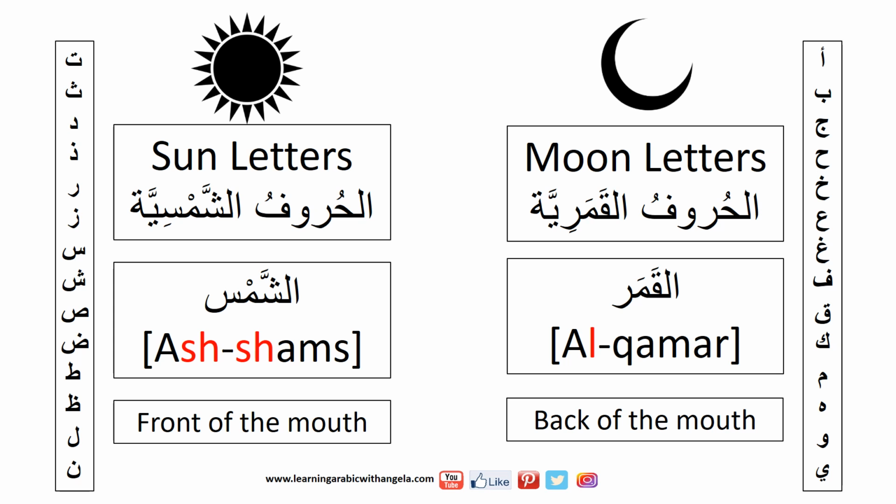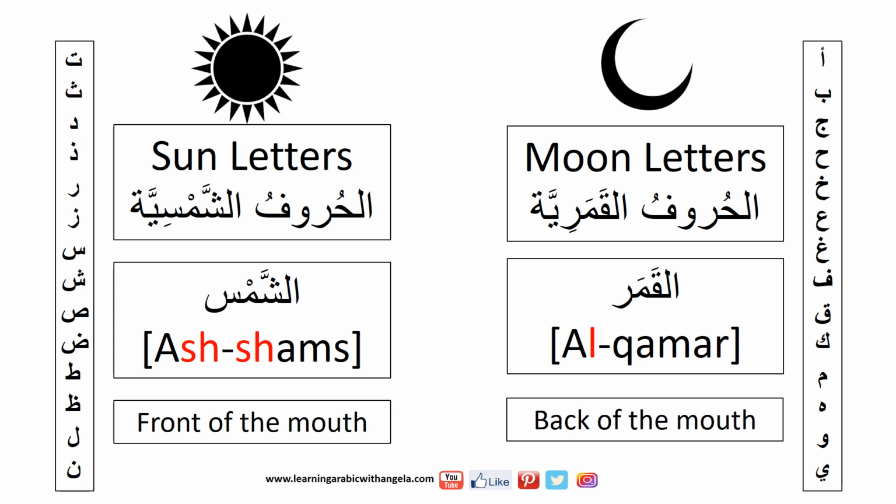Al-Qamar. However, look at Ash-Shams, the sun. Ash-Shams. Notice that we did not pronounce the L. And notice that the Sheen has been doubled. So we have Shams. Ash-Shams. So actually, instead of pronouncing L in Ash-Shams, L assimilated with the letter that's after it, which is the Sheen. So we got Ash-Shams.